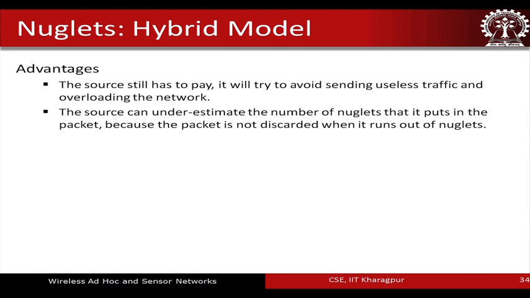So, the advantage of this hybrid model is that source still has to pay. It will try to avoid sending useless traffic and overloading the network, and the source can underestimate the number of nuggets that it puts in the packet, because the packet is not discarded when it runs out of nuggets.